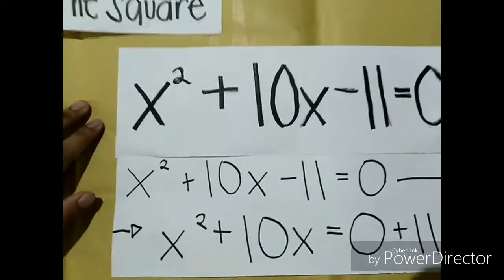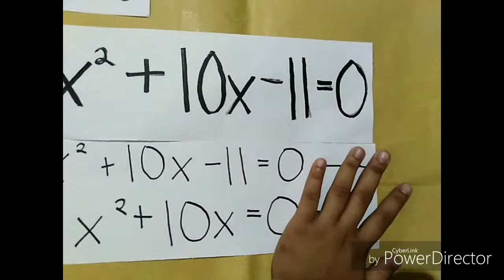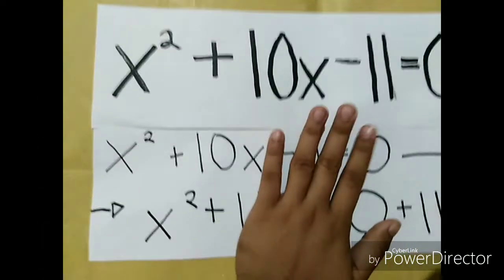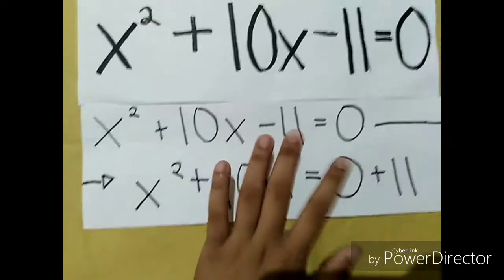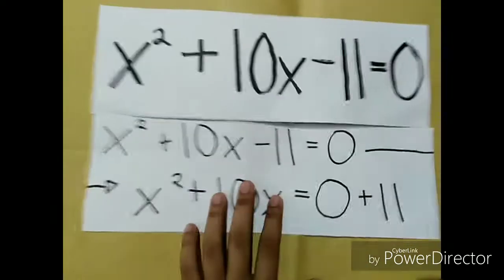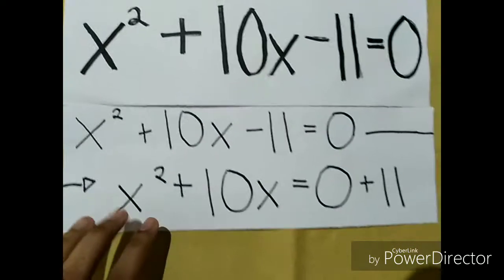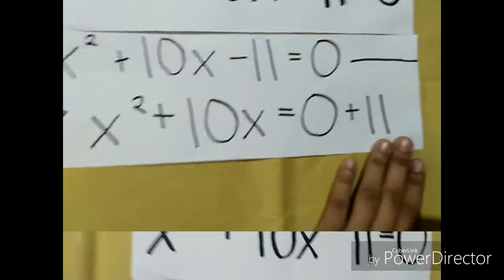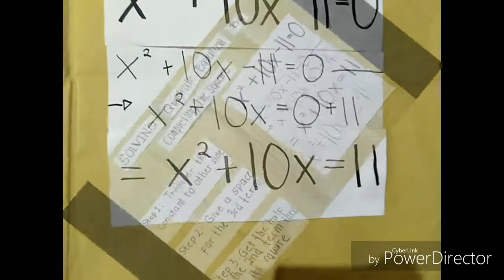So I have here a quadratic equation: x squared plus 10x minus 11 equals 0. Step 1. Transfer the constant to the other side. The constant here is negative 11. If we transpose the negative 11 to the other side, it will become positive 11. So the equation will be x squared plus 10x equals 0 plus 11. It will become x squared plus 10x equals 11.